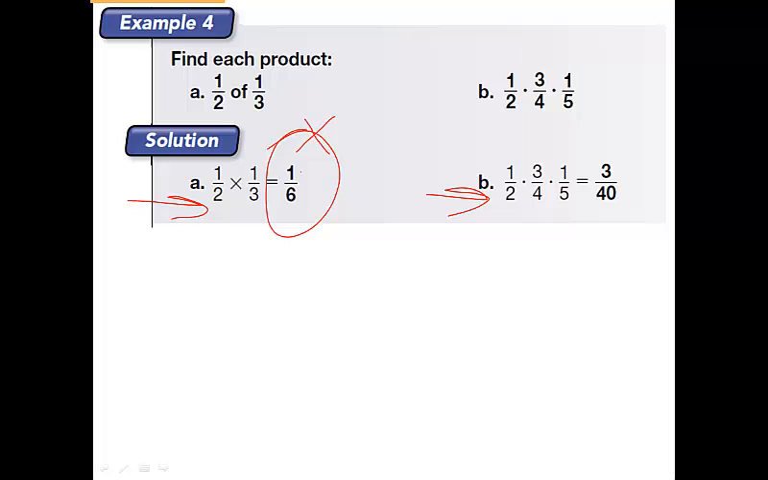So in this example B, 2 times 4 is 8. 8 times 5 is 40. 1 times 3 is 3. Times 1 is 3. So 3/40 is our answer.